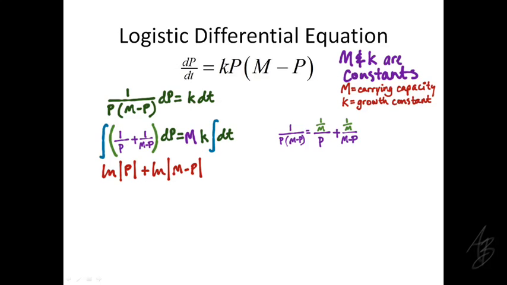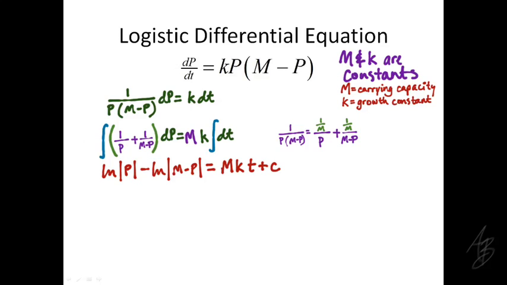So we have the natural log of the absolute value of p plus the natural log of the absolute value of m minus p. Now, since p here is negative, we actually have to remember the chain rule here, and if we were to be strict about this, we might use substitution, and since the derivative of m minus p is going to be negative 1 dp, we need to change the sign here. So using the chain rule, essentially this plus is going to change to a minus, and that's going to equal mk times the integral of dt, which is t, and that's going to be plus our constant of integration.